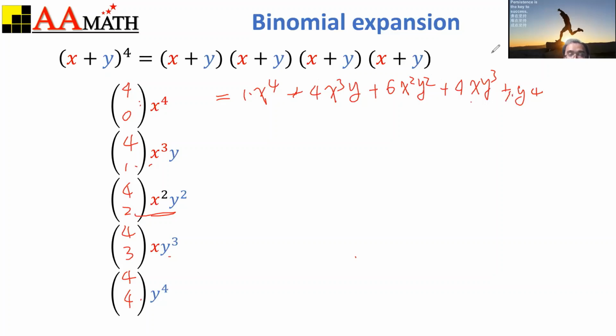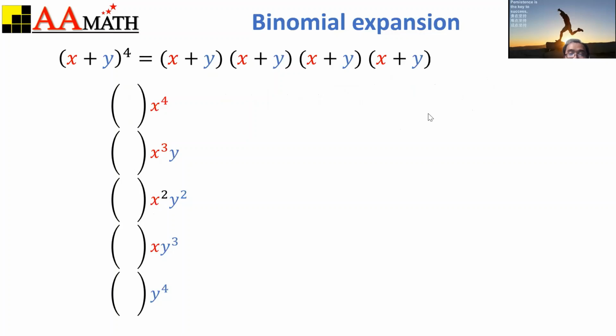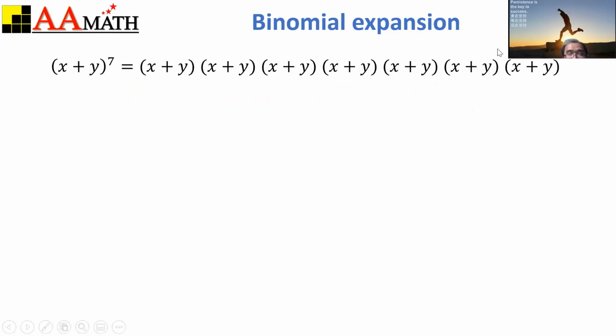right? So this is just how you do this. You can see how these correlate. This is just 4 choose 1, right? This is just 4 choose 2. So this is just 4 choose 3. This is just 4 choose 4, right? Okay, so this is just the idea of doing this. Okay, so now we're going to look at a challenge question. What about x plus y to power 7?